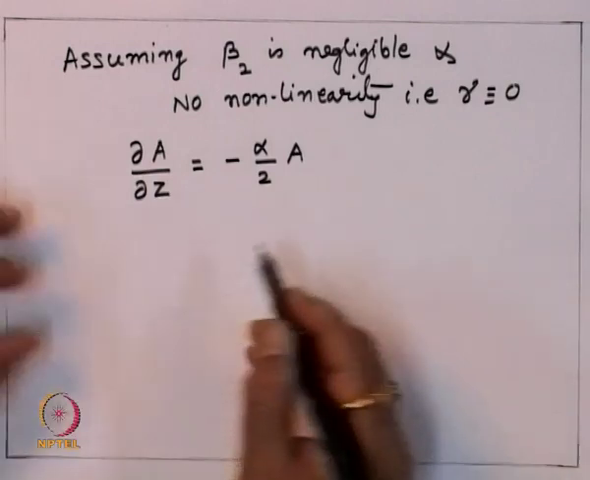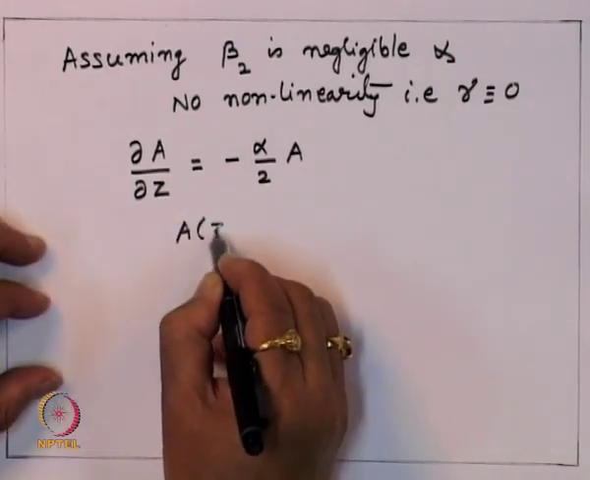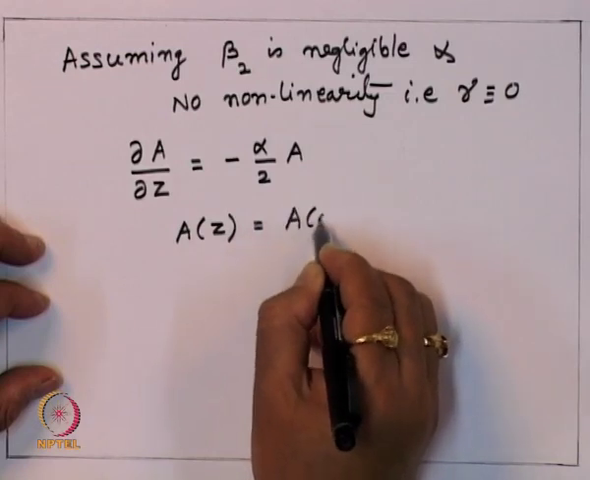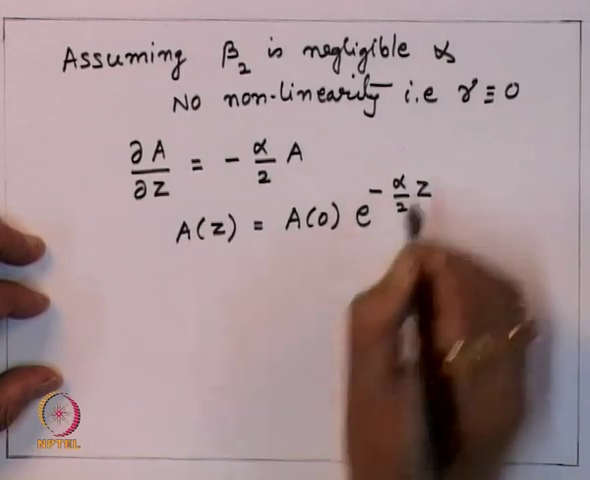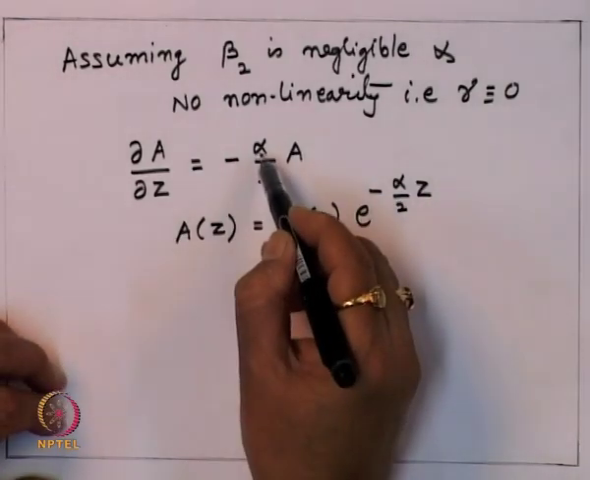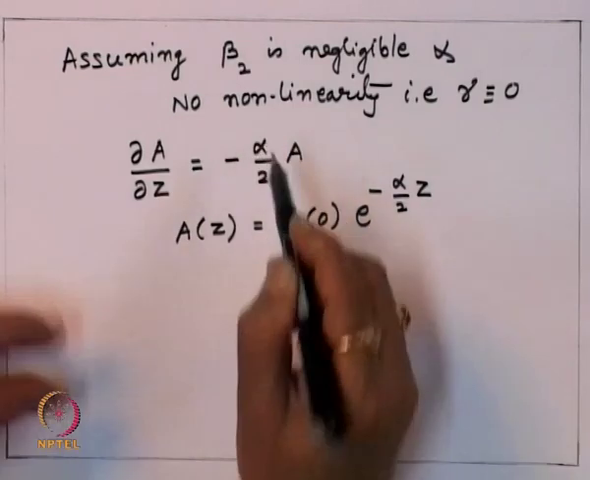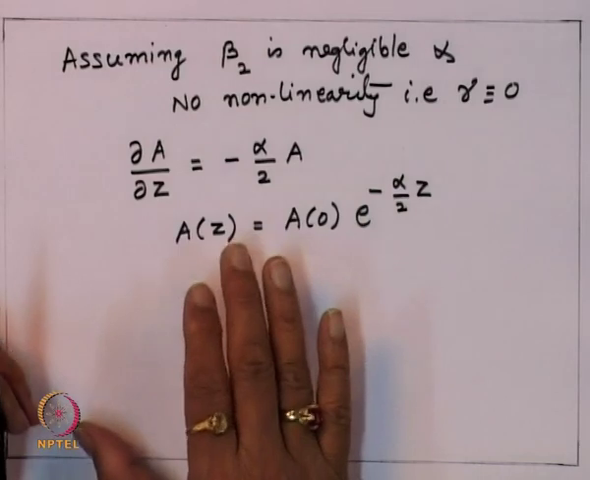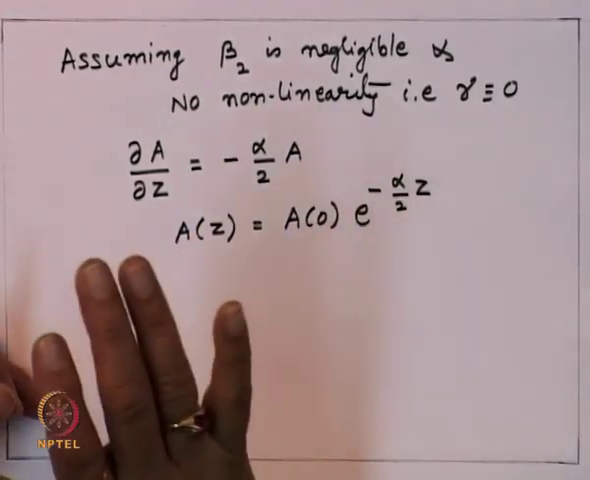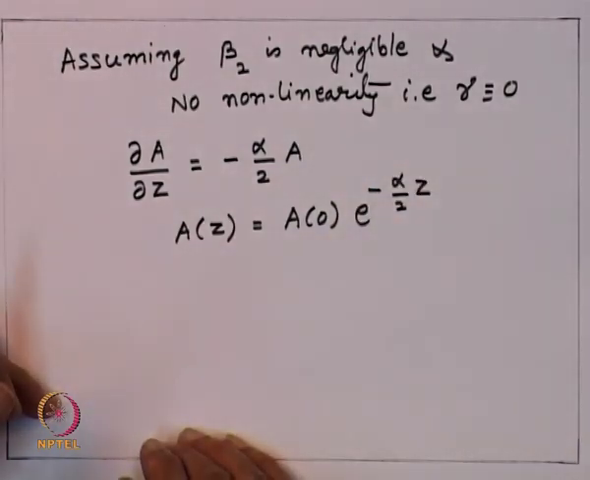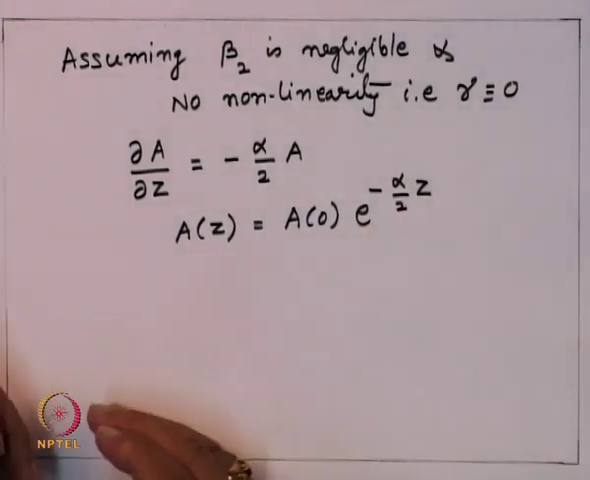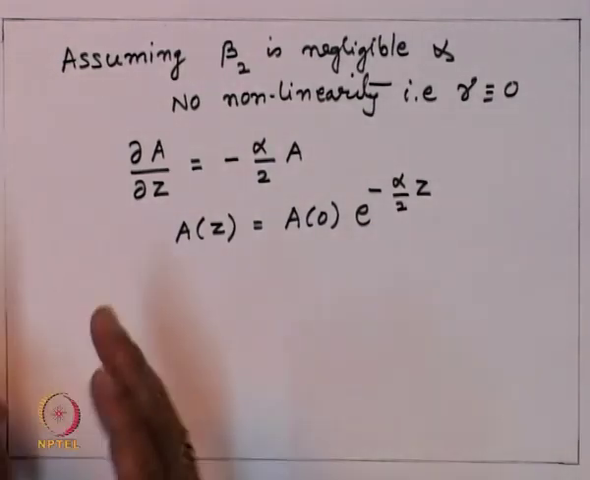The solution to this equation is very simple: A as a function of z is, at some initial location, A0 e to the power minus alpha by 2 into z. And as we know, alpha is the attenuation constant of the optical fiber. It simply says that this pulse, whatever we are launching, is going to exponentially die down with this attenuation constant. It is like a typical medium which has a loss alpha. The signal, when it propagates on the structure, exponentially dies down with the attenuation constant. That is the simple solution which you get.